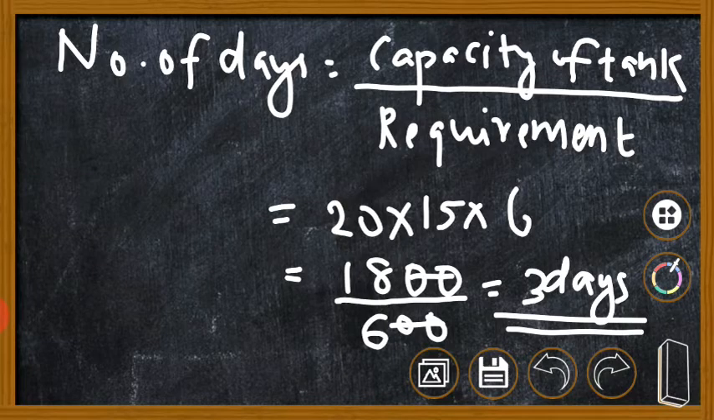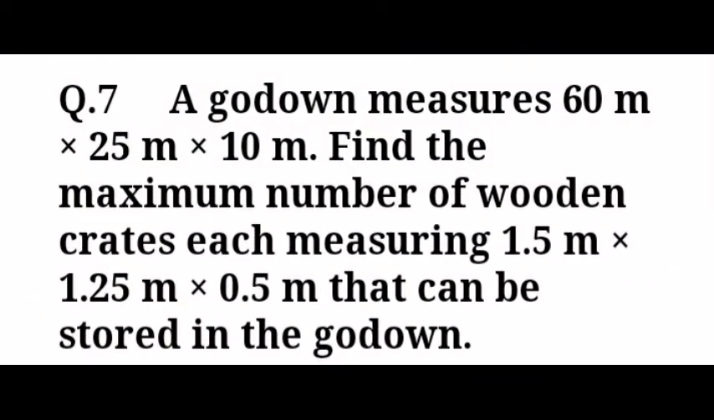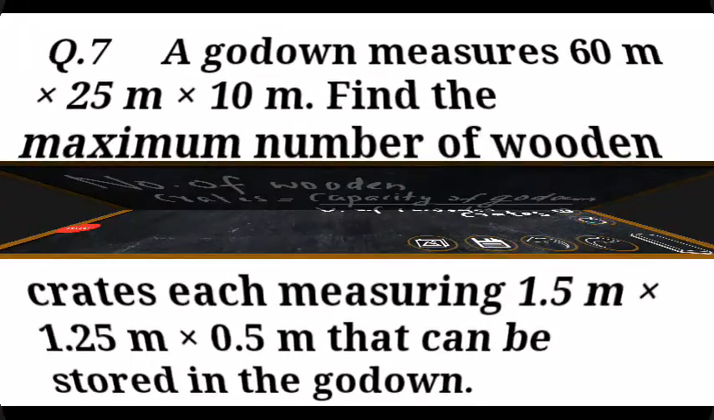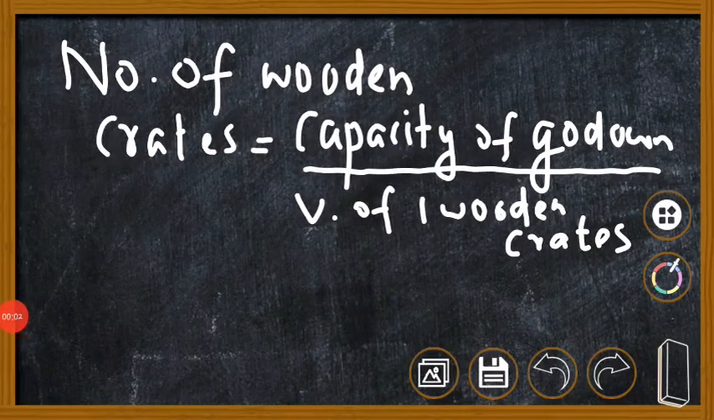A godown measures 60 meter by 25 meter by 10 meter. Find the maximum number of wooden crates, each measuring 1.5 meter by 1.25 meter by 0.5 meter, that can be stored in the godown. Here one godown is there, and we know the shape of the godown, a cuboid. You have to calculate the maximum number of wooden crates that can be stored in the godown.